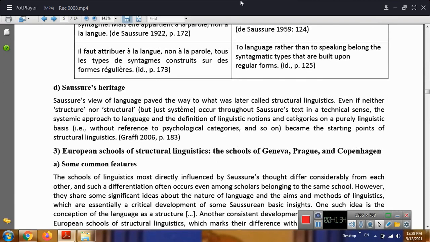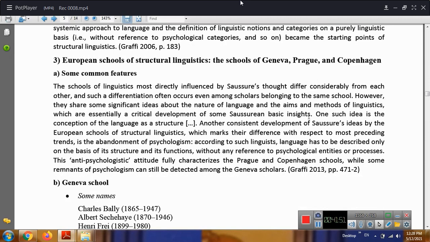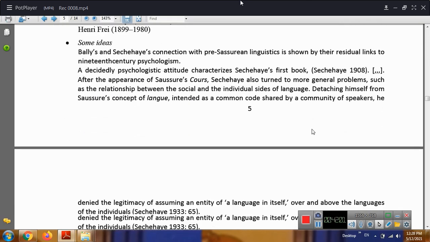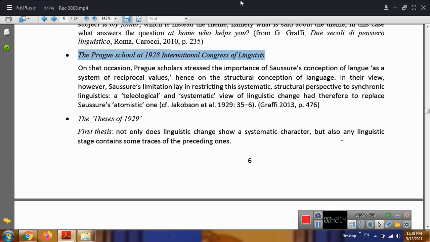Okay. Another matter was the social heritage, where we stress that some schools like Geneva, Prague, and Copenhagen were formed following Saussure's book, which in some matters they were common. They were the same as Saussure's ideas, and sometimes they were against him. We told you about the Geneva school and its important names and ideas, and about the Prague school, some names and ideas, until this matter. The Prague school at the 1928 International Congress of Linguistics.